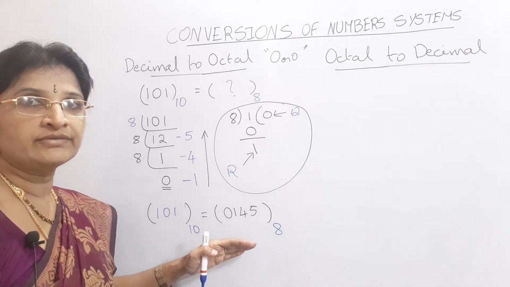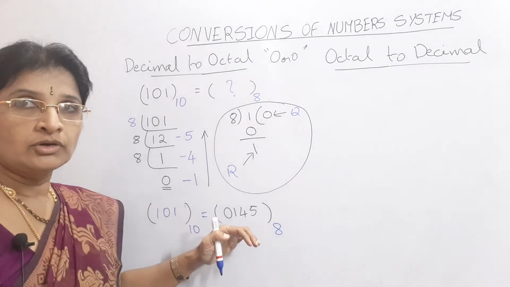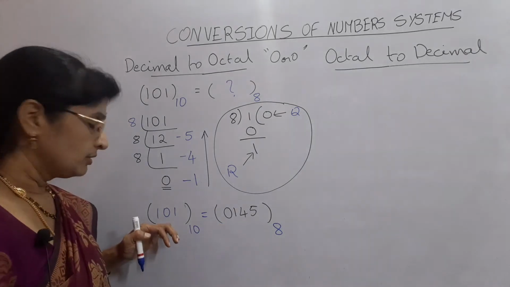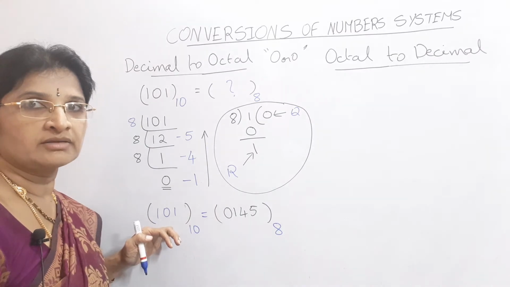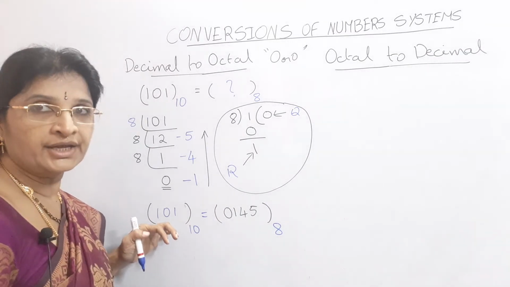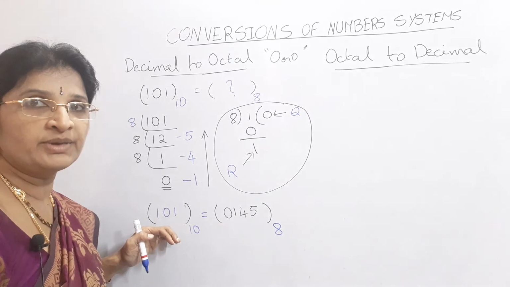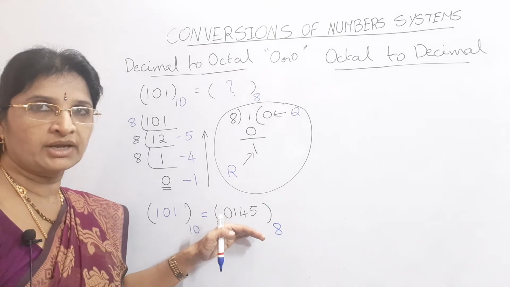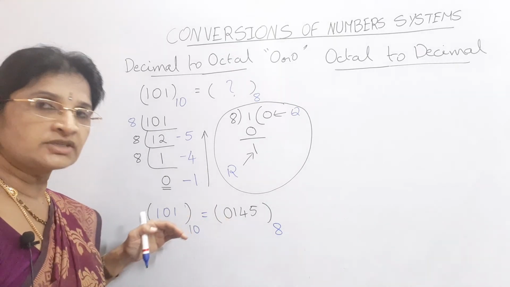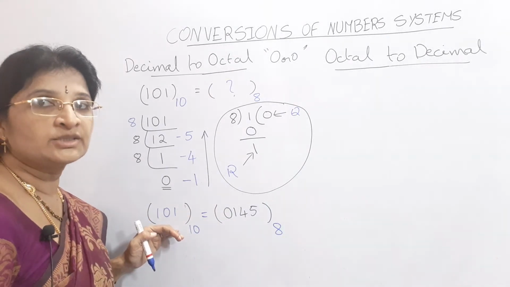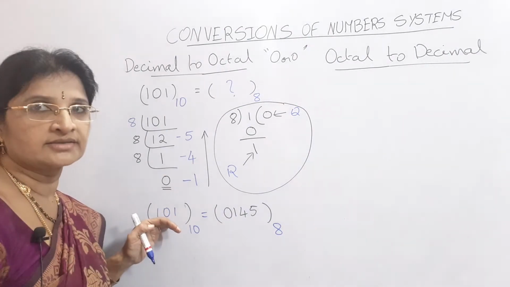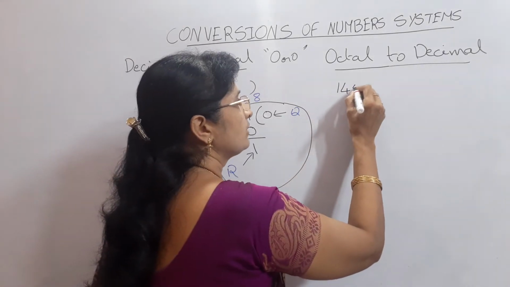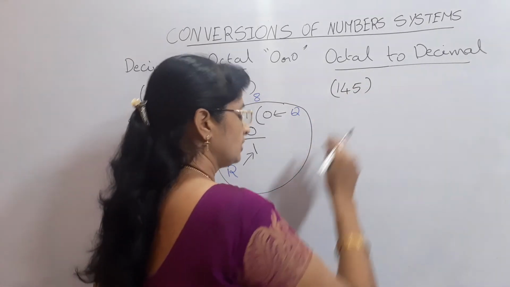Already we have converted a number from decimal to octal. Suppose you do the reverse process, from octal to decimal, again you should get the same number. That should also be checked here. For the octal number we will take this number, and then perform the process for finding the decimal number. Finally we should get this answer. So for the octal number I am taking 145.